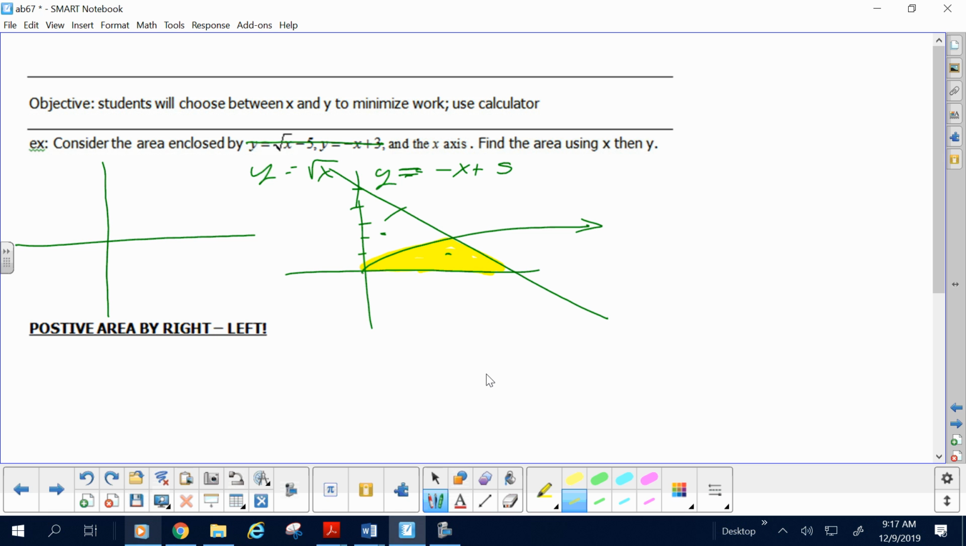If I use x, then how do my rectangles go? Up and down or side to side? Up and down. If I go up and down, how many integrals will I need? I understand you say one because it looks like one region, but how many different upper and lower situations do I have? I have two different upper minus lower situations. So although it looks like one region, if you use x, it's two integrals. What if I use rectangles that go this way? Is that always the same right and always the same left? That's one. So which is probably going to be less work is y. So you would write: if x, two integrals; if y, only one.